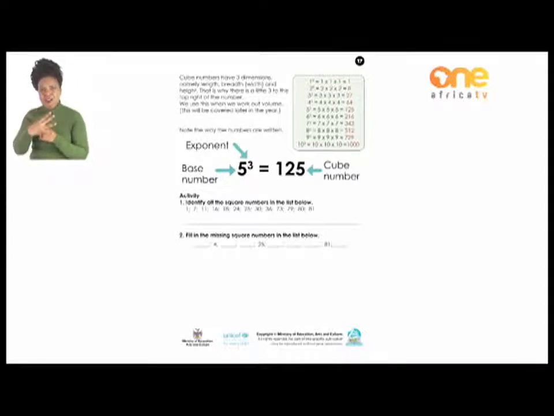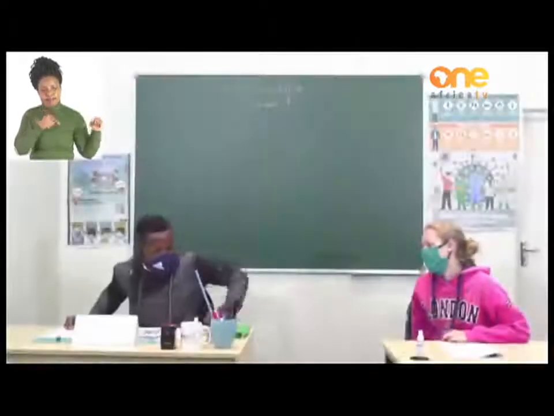6 cubed gives you 216. 7 cubed gives you 343. 8 cubed gives you 512. 9 cubed gives you 729. And 10 cubed gives you 1,000. So with that, allow me to go to the chalkboard so that I can explain this in much more detail.